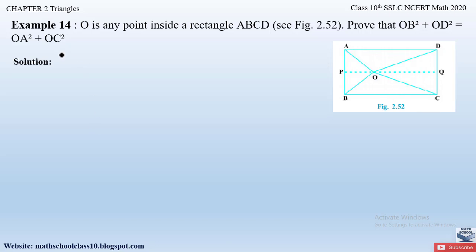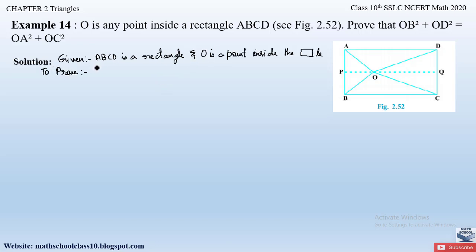So first of all, let us write down what is given in the question. They have given us ABCD is a rectangle and O is a point inside the rectangle. And what we have to prove: OB square plus OD square is equal to OA square plus OC square. So let us write down the proof now.